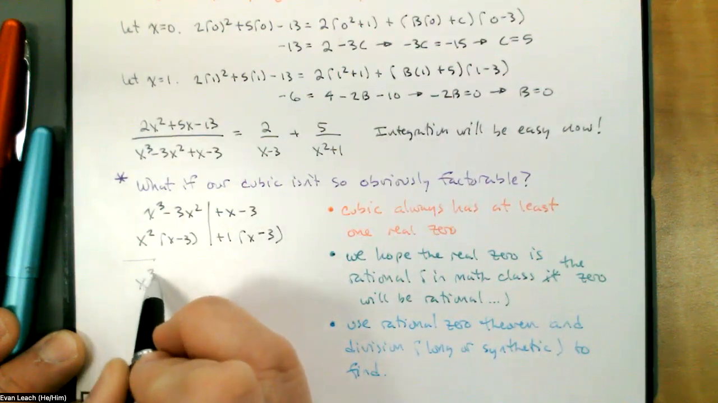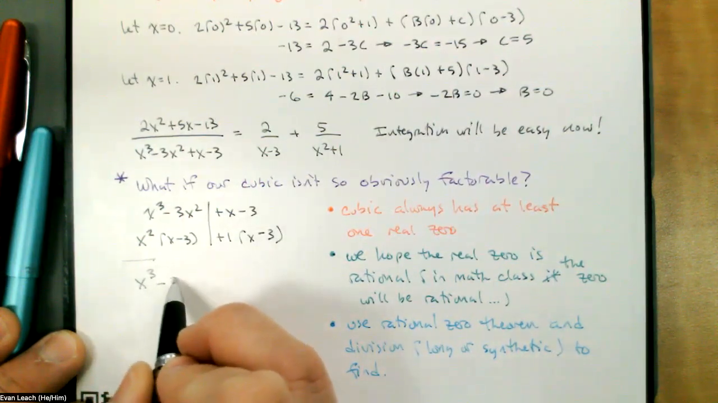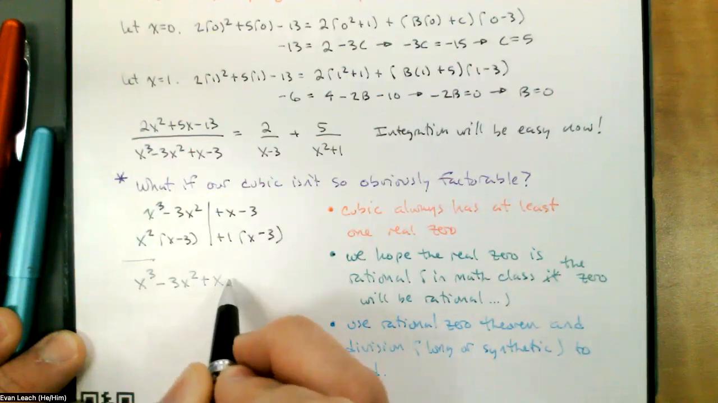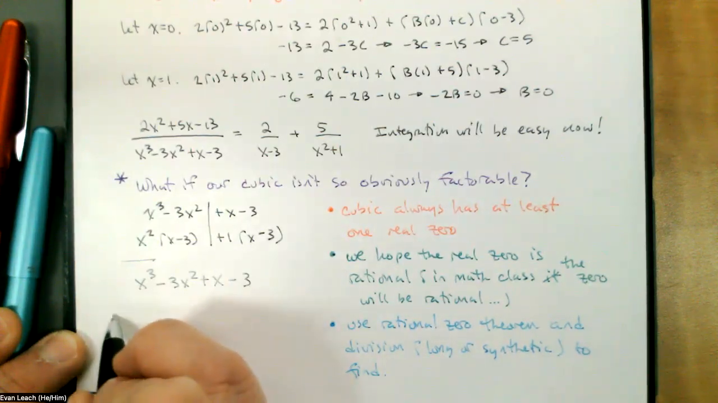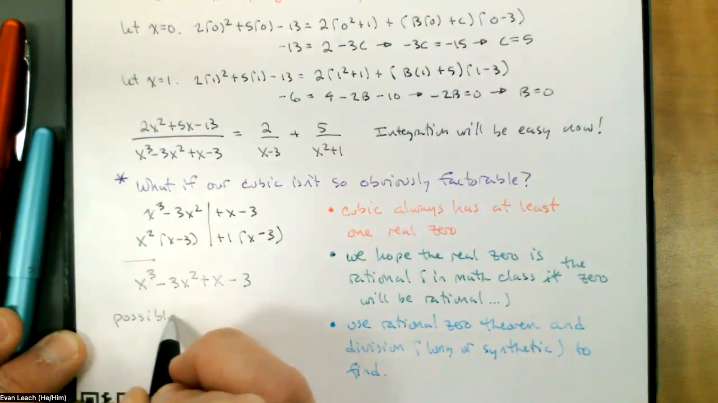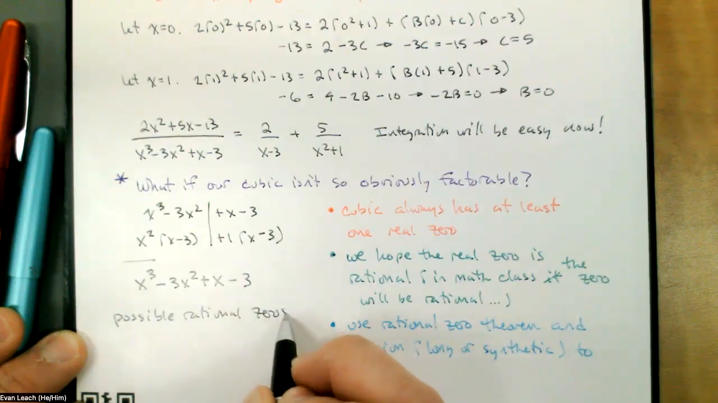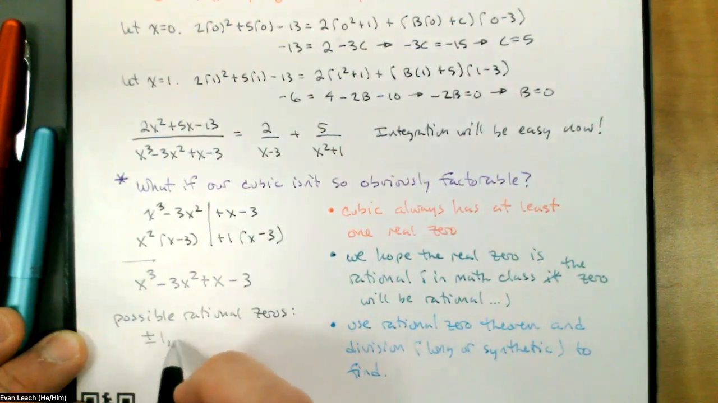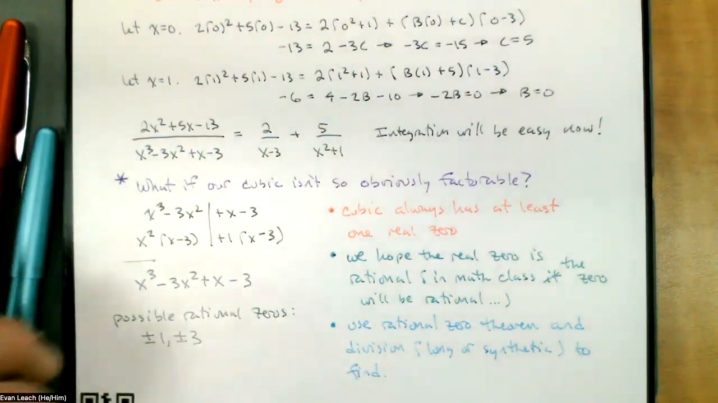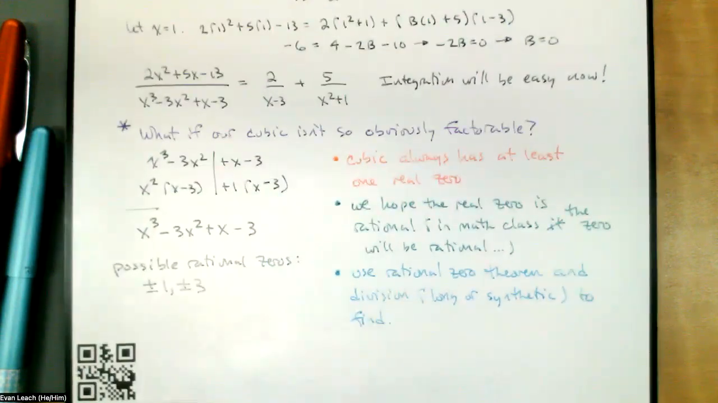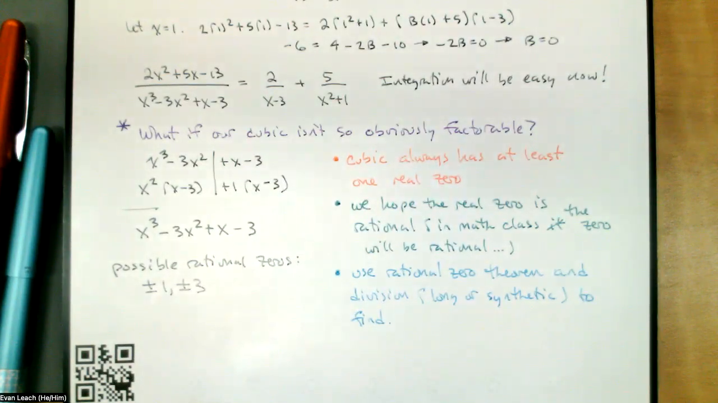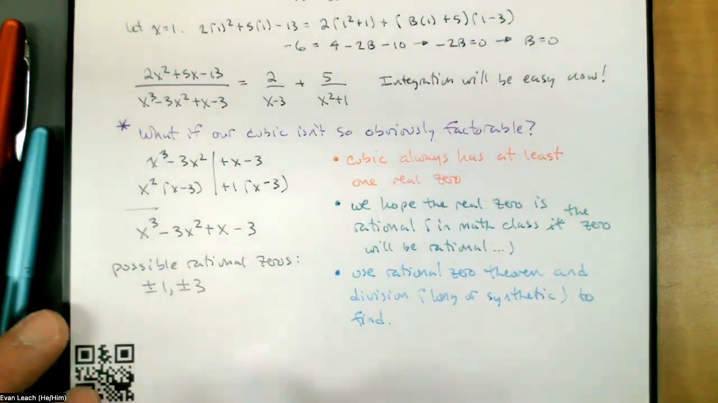So here, for those of you who don't remember your rational zero theorem, the possible rational zeros are plus or minus 1 or plus or minus 3. It's anything that's a factor of the constant divided by a factor of the leading coefficient.